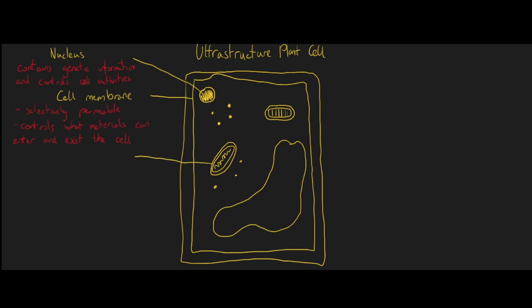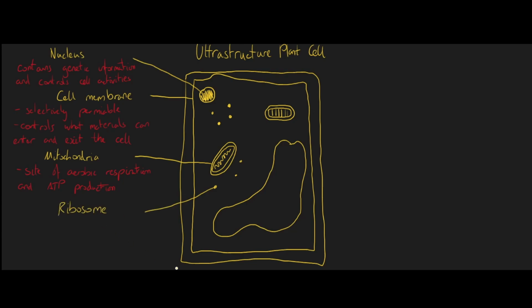The next structure is the mitochondria. It is the powerhouse of the cell. Now mitochondria are the sites of aerobic respiration, where energy is produced in the form of ATP. They provide the energy needed for the cell to carry out its functions, such as growth and repair. Mitochondria are essential for the cells in terms of their movement and their energy.